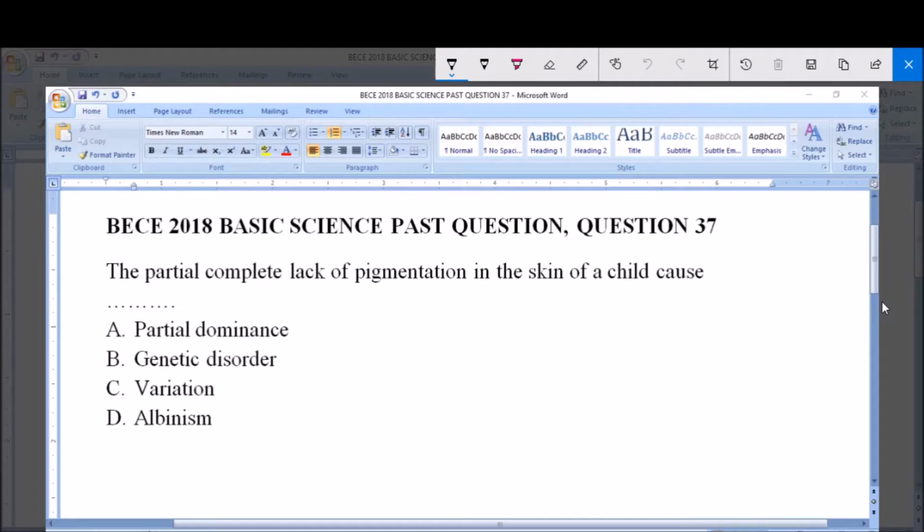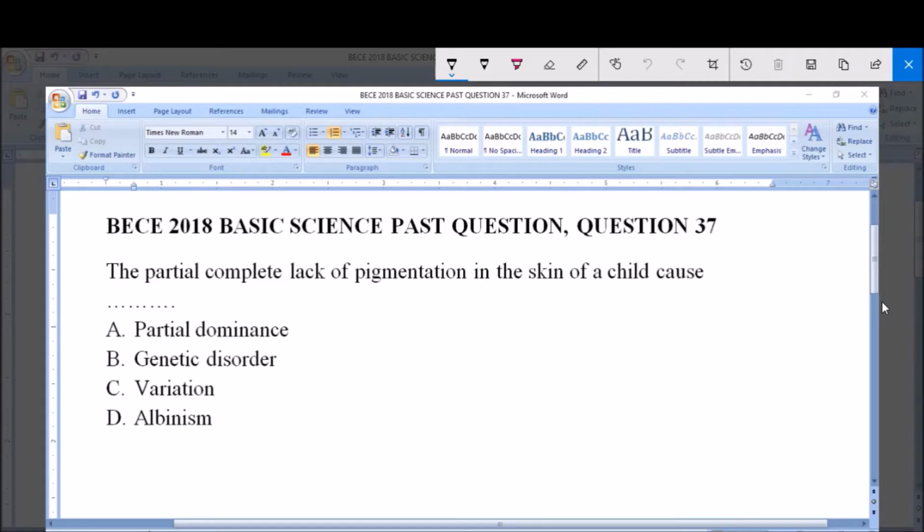A. Partial dominance. B. Genetic disorder. C. Variation. And D. Albinism. I'll go over the options again. A says partial dominance, B says genetic disorder, C says variation, and D says albinism.